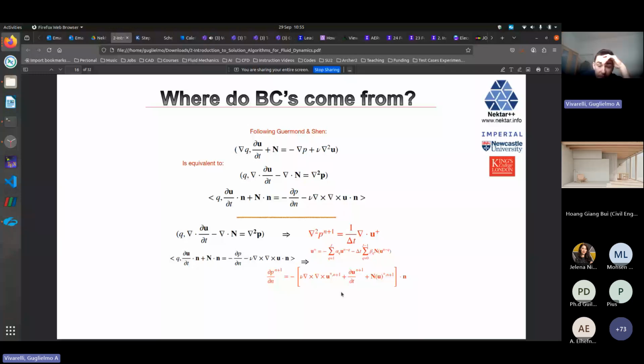So you've got, well, these two are in inverted order. You've got your intermediate velocity from previous time steps, your pressure equation, and then your pressure boundary condition, or Neumann boundary condition.